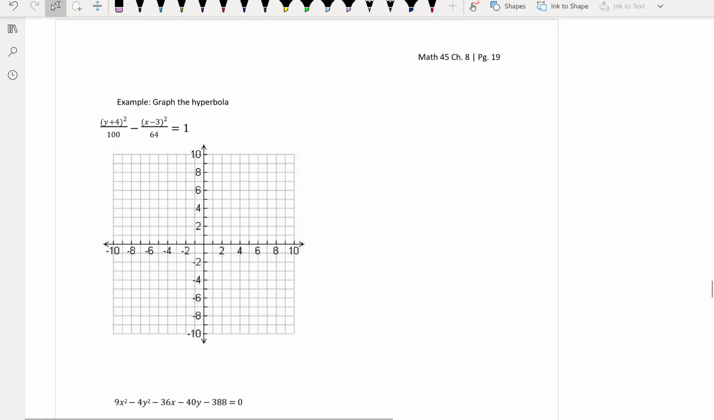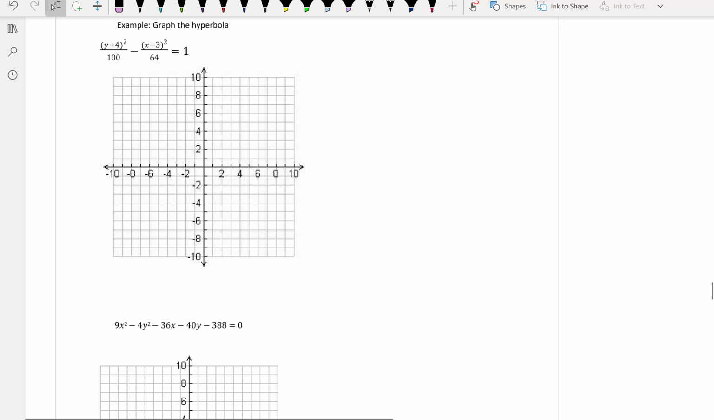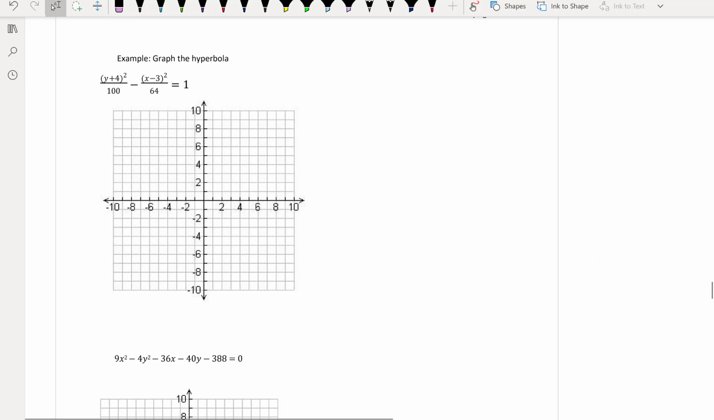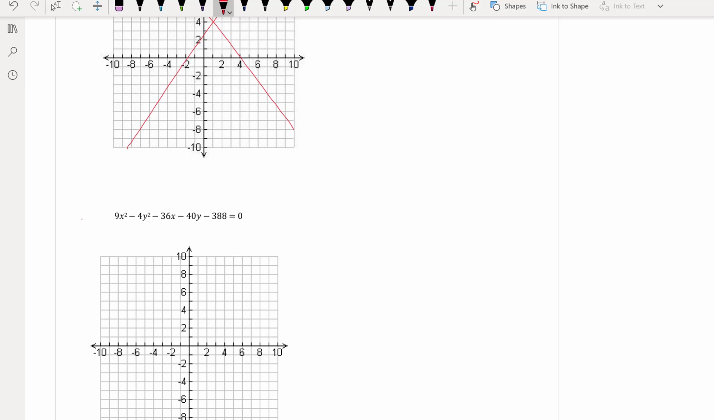Now it says to graph this hyperbola. So I have y plus 4 squared over 100 minus x minus 3 squared over 64 is equal to 1. And actually, the second graph is a lot tougher. Not tougher, but it's a bit more work algebraically. So I'd rather deal with that one. So I'm not going to do this problem because it's going to take the whole page to do this.